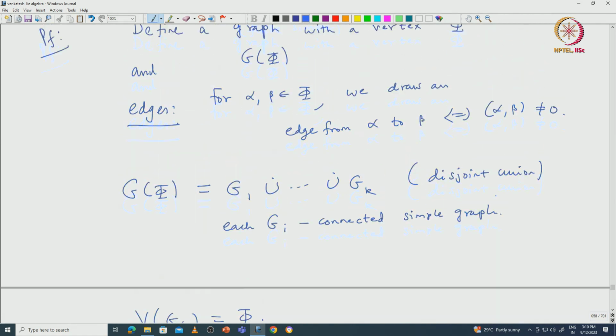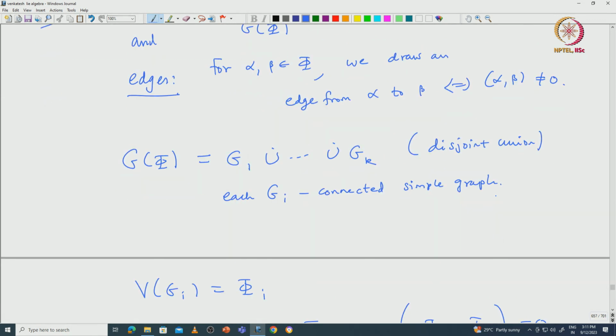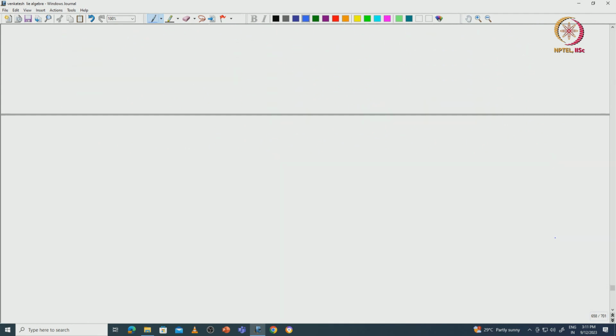It is not very hard to see that the graph of phi is connected if and only if phi is irreducible. This is something easy to verify. So, G of phi is connected if and only if phi is irreducible; this I also leave as an exercise. So, this proves that any given finite root system can be written as a direct sum of irreducible root systems.